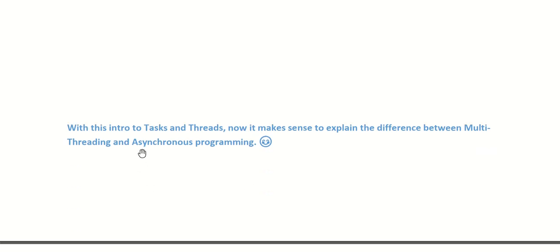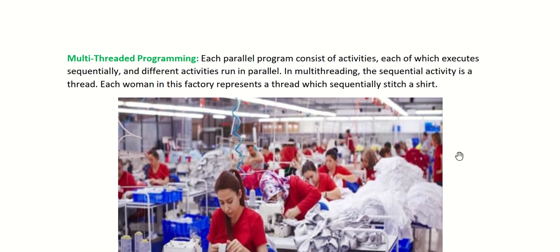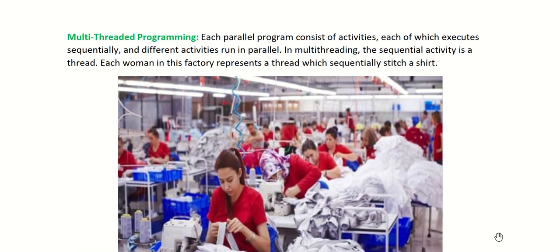So with this introduction to task and threads, now it makes sense to explain the difference between multi-threading and asynchronous programming. So what is multi-threaded programming? Each parallel program consists of activities, each of which execute sequentially, and different activities run in parallel. In multi-threading, the sequential activity is a thread.